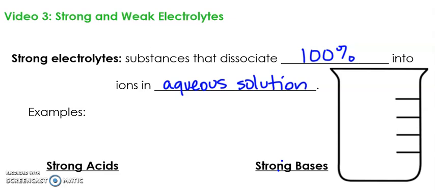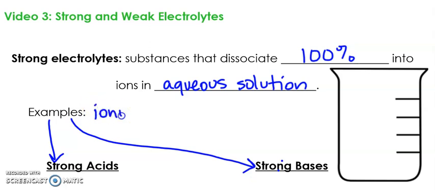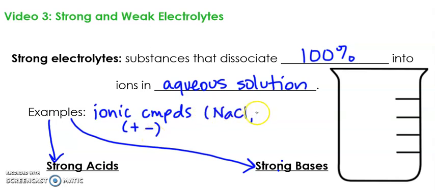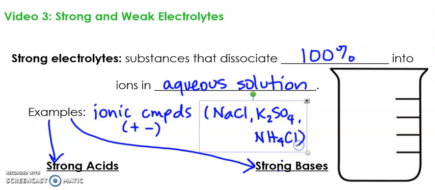And it must be in an aqueous solution. So it must be dissolved in water or it will not separate. So examples of this and things you should know that are strong electrolytes. One is strong acids, and we'll list them in a second. Another is strong bases. And then the third is ionic compounds. So remember, ionic compounds are when you have a metal and a nonmetal, or typically like a cation and an anion. So these would be things like sodium chloride, potassium sulfate, ammonium chloride, anything like this, where you have a positive and a negative.